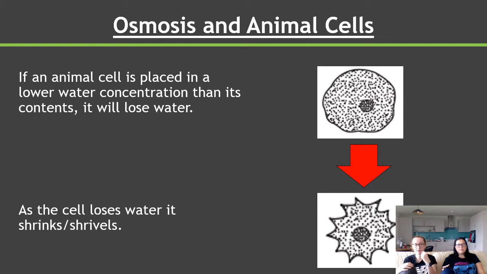So maybe inside the cell is 60% water, outside the cell is maybe 30% water. So osmosis rules say that water is going to move from the higher to the lower concentration, so it's going to move outside the cell. And if water comes out of the cell, it's going to shrivel up and get smaller and smaller, because you're taking all of the water out from inside it. It's being drained out of it, so it's going to shrivel up into a little ball. And it usually looks something like this in this diagram here at the bottom.